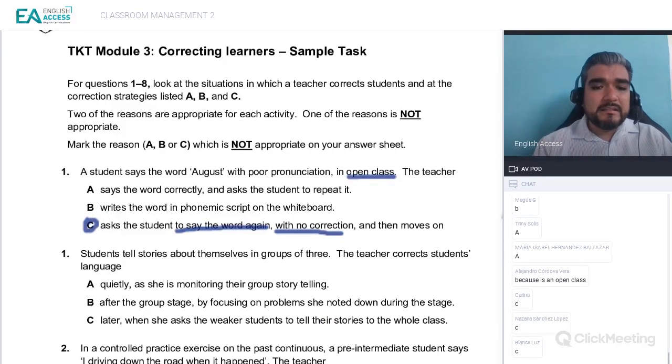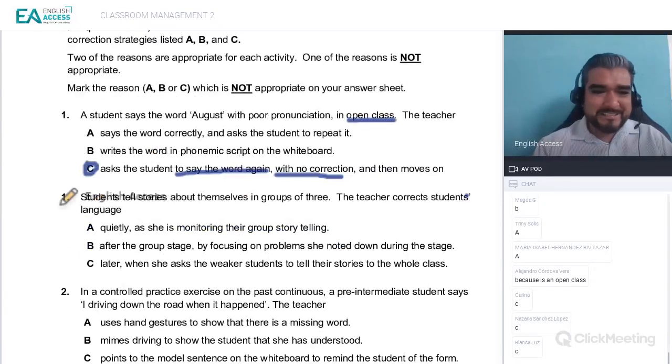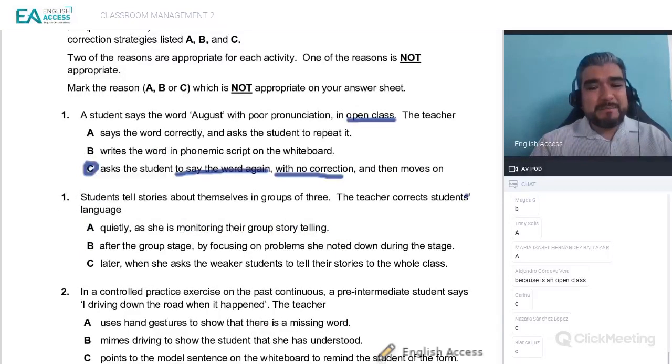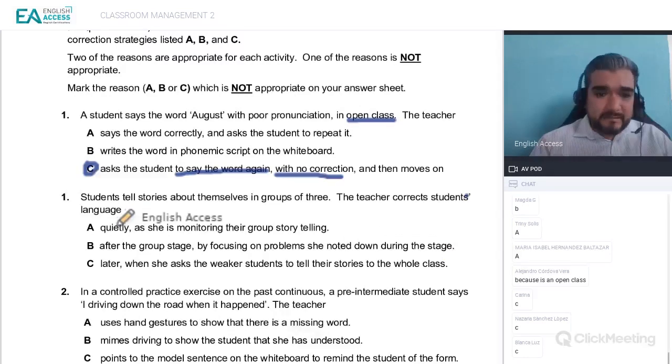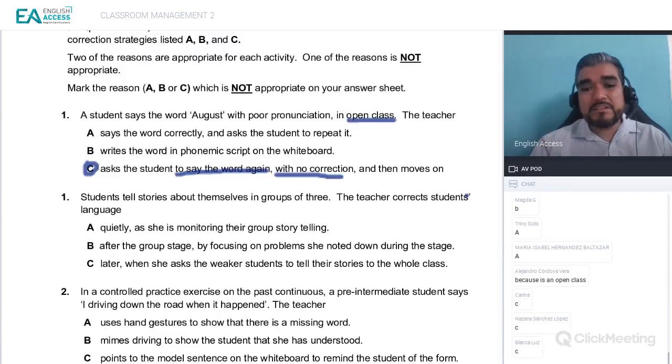All right, let's look at the next one, which is also number one. Students tell stories about themselves in groups of three. The teacher corrects a student's language quietly as she is monitoring the group storytelling. After the group stage, by focusing on problems she noted down during the stage. Later, when she asked the weaker students to tell their stories to the whole class.